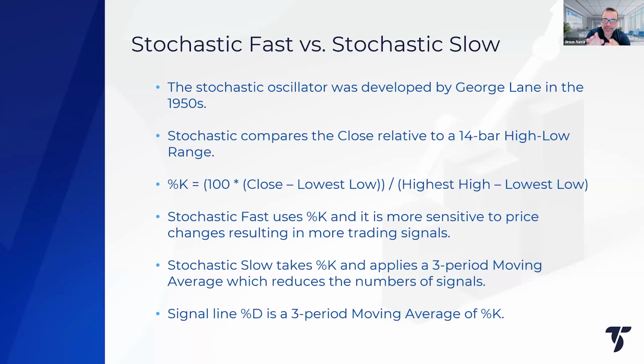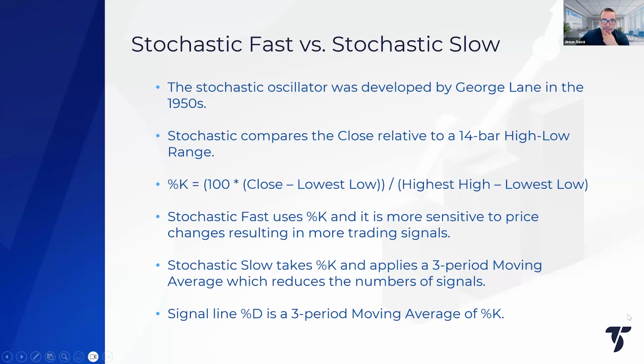Percent K is a straight-out result of the formula that we pointed out. Then stochastic slow takes that percent K and applies a 3-period moving average, making it a little bit slower and reducing the signals, but a lot of times the signals are a little bit more consistent. You don't get a lot of that flipping back and forth between the lines. So the signal line, percent D, is a 3-period moving average of percent K. Those are the two lines that make up the stochastics indicator, percent K and percent D, and the signal is the relationship between those two.